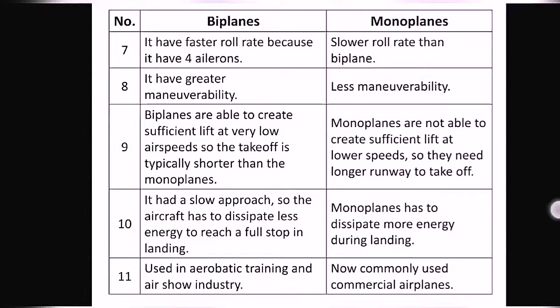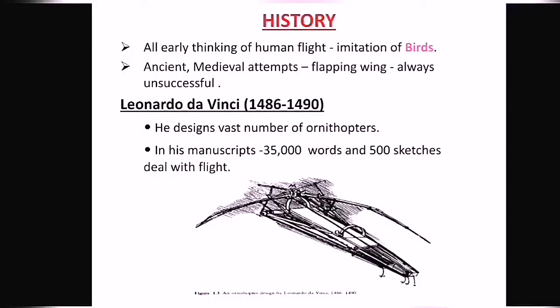And then we are moving to our third segment, that is history of flight. All early human beings were thinking about flight to imitate the birds. In the ancient medieval period also, people tried to fly with flapping wings, but they were always unsuccessful.